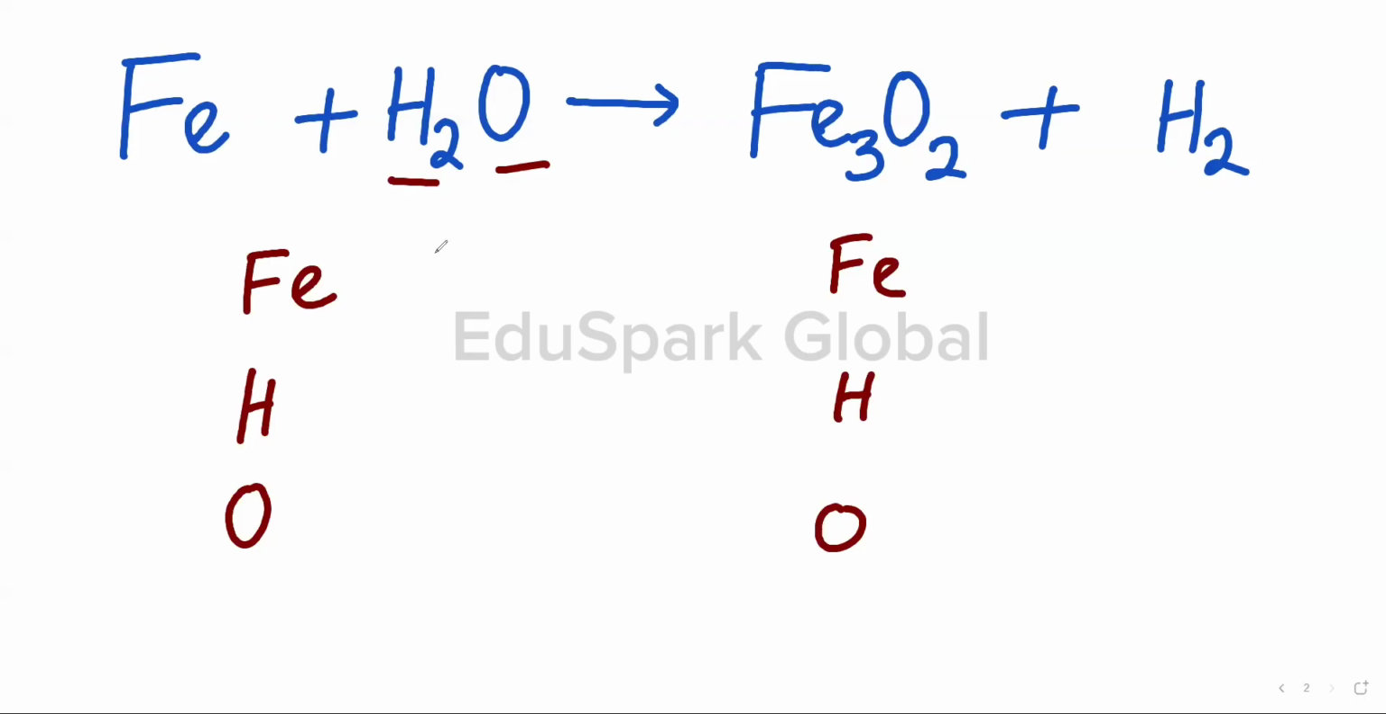There is only one Fe on the left. On the right-hand side, we have 3, which means I have to balance the one on the left. To balance it, I'll simply make this 3.